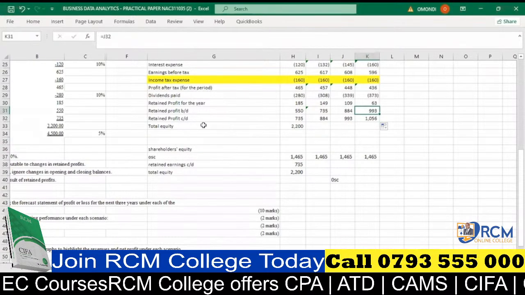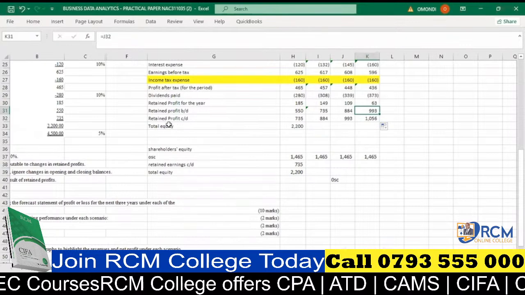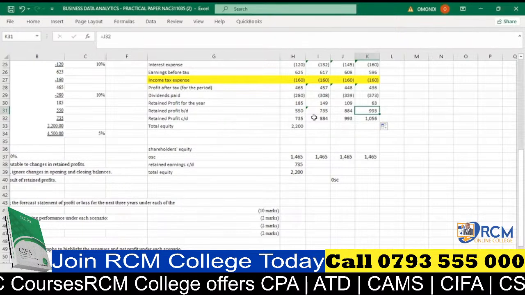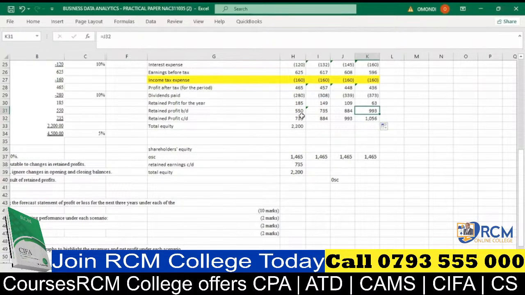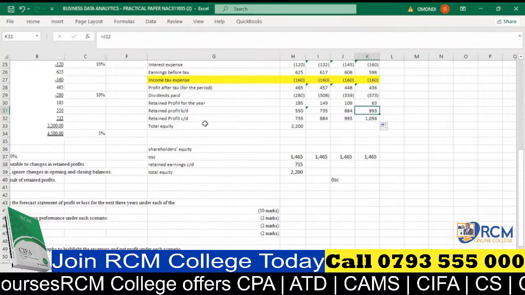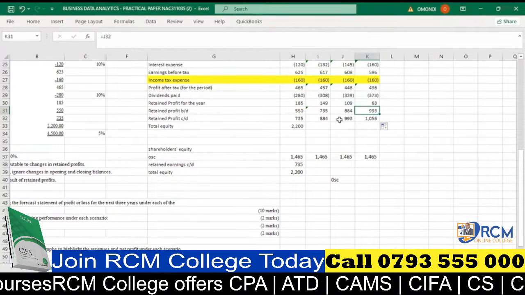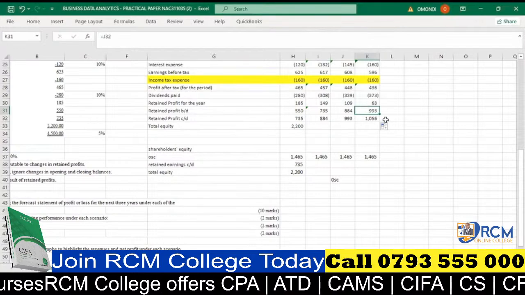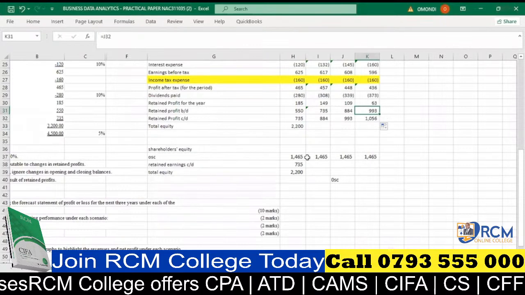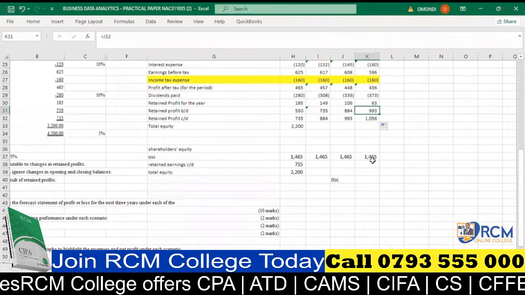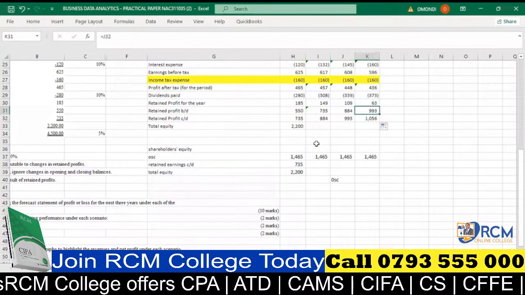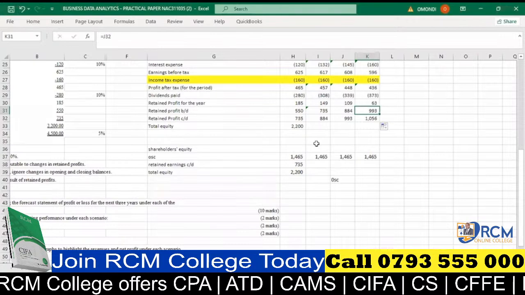Now total equity, examiner alisema total equity is only going to change due to changes in retained earnings carried down. So for us to get total equity, we take this retained earnings plus the constant ordinary share capital. Yenye tulipata ni ngapi? Ni hizi hapa. Our ordinary share capital.